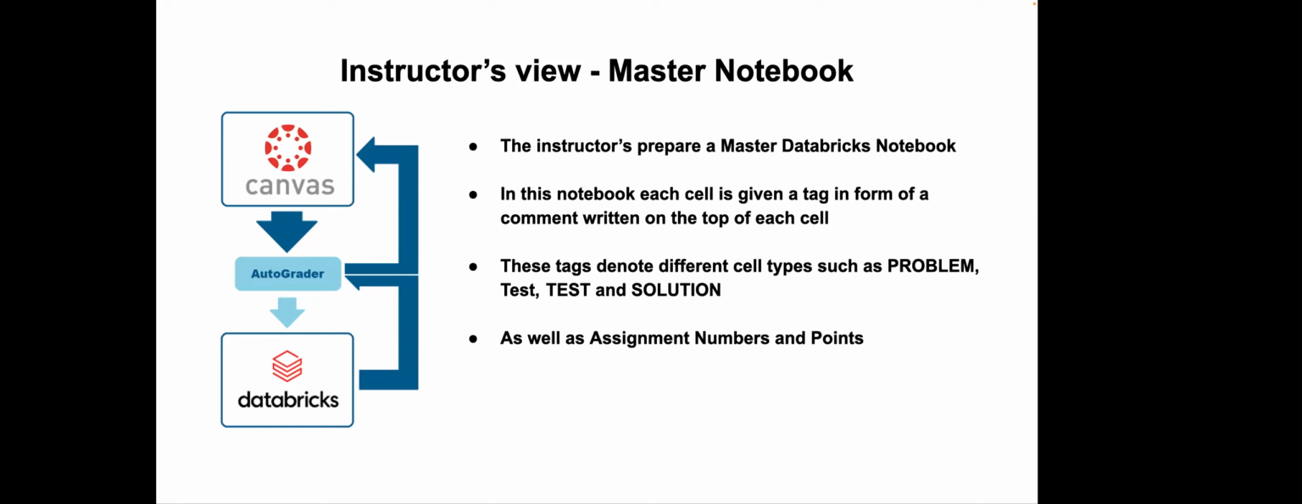Other than that, we also have assignment numbers and points for the system to keep track of. And if a cell is not tagged with any comment, this is read as a regular lecture cell where the instructor puts in code for show or links or other stuff like that.